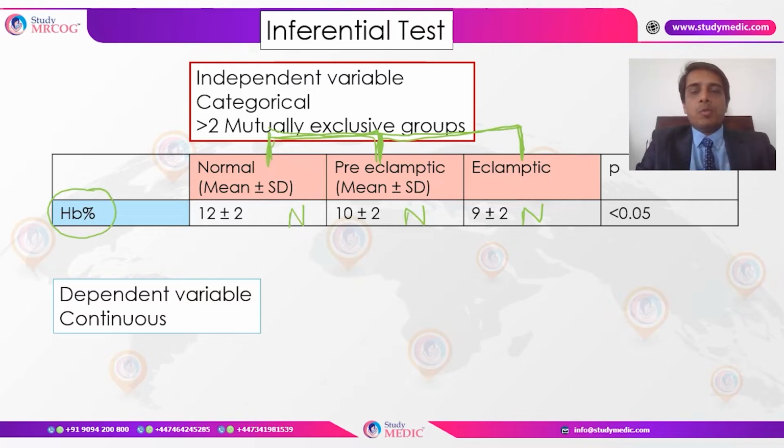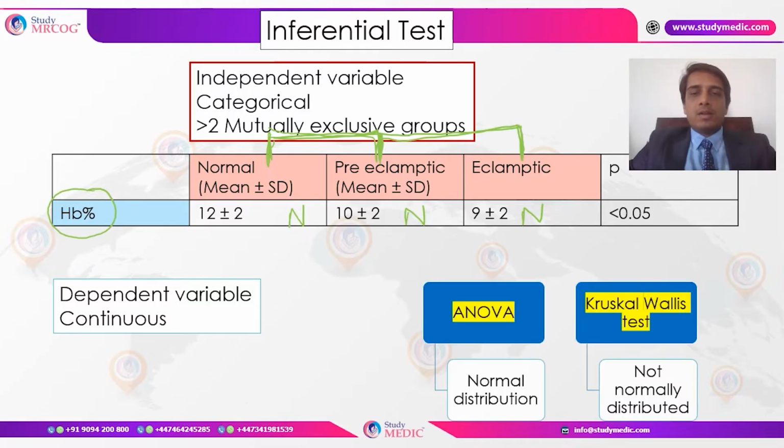Now if you want to find out whether the continuous variable hemoglobin is significantly different, the mean hemoglobin, between more than two mutually exclusive groups, and it is normally distributed, we can use what is called one-way analysis of variance, that is ANOVA. Now, if hemoglobin is not normally distributed, or other assumptions are not met, we can consider using the non-parametric equivalent, that is the Kruskal-Wallis test. So the Kruskal-Wallis test is the non-parametric equivalent to one-way analysis of variance.